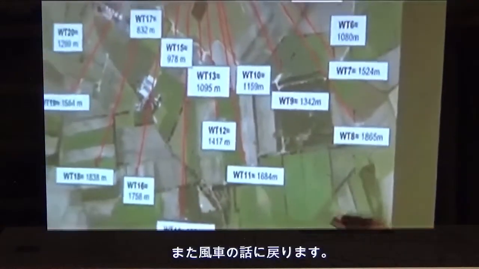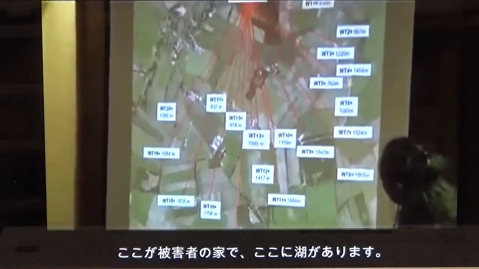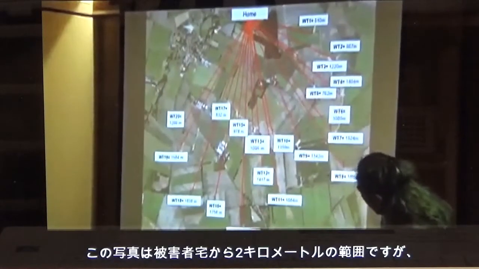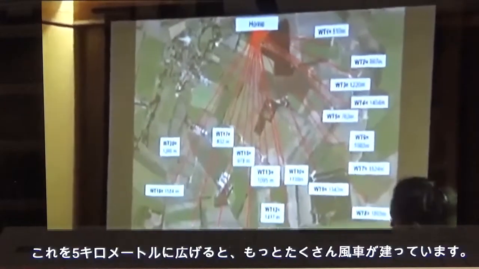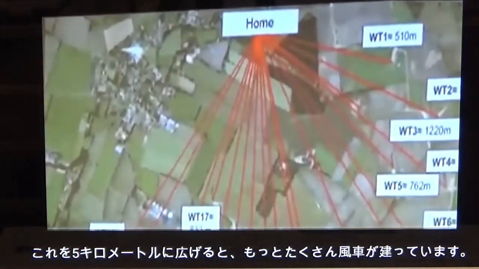Here we have wind turbines. This is Germany. This is the home. This is a lake. And I'm only showing you up to 2,000 meters, 2 kilometers. If I extend to 5 kilometers, there's more.